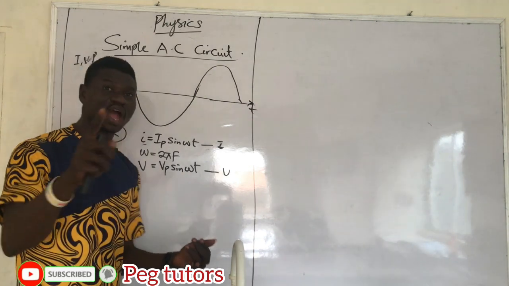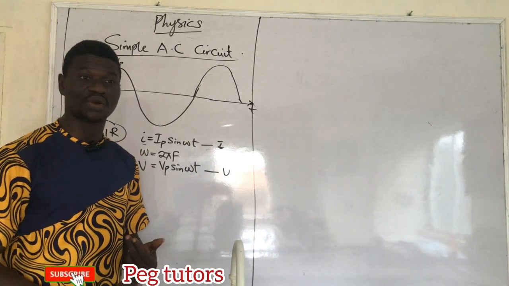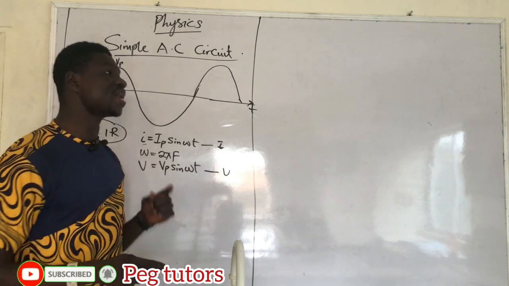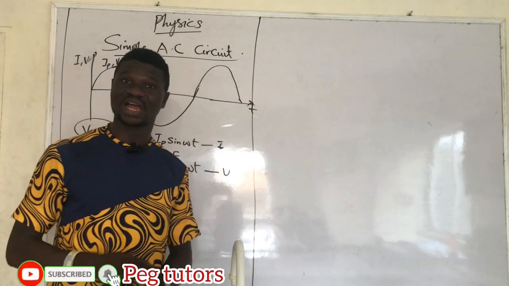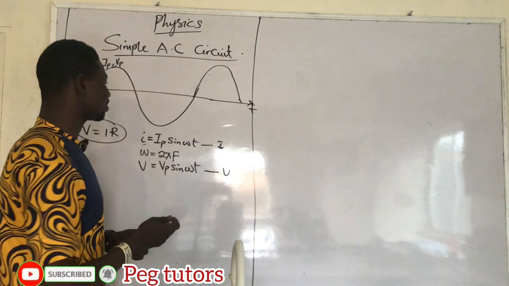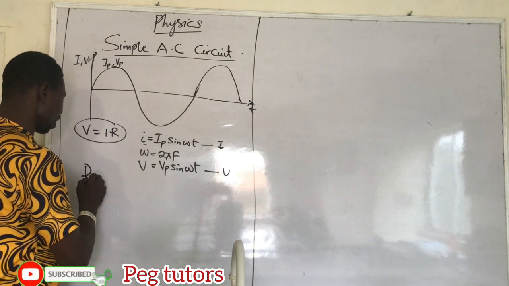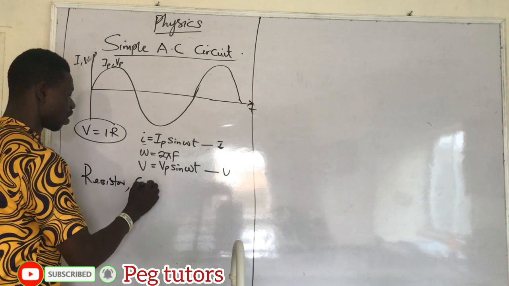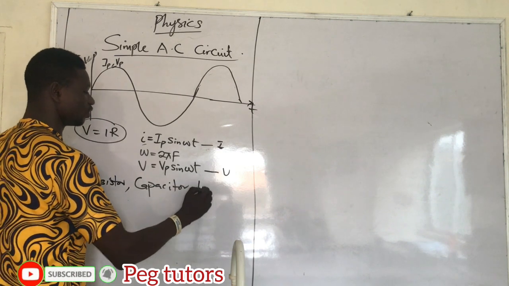Now, you also have some devices that you can connect in an AC circuit that would reduce the current or reduce the voltage. In this case, it doesn't reduce. Either it makes the current move faster than voltage or it makes voltage move faster than current. And these devices are, you have the resistor, which is one device. You have the capacitor as well. Then lastly, you have the inductor.